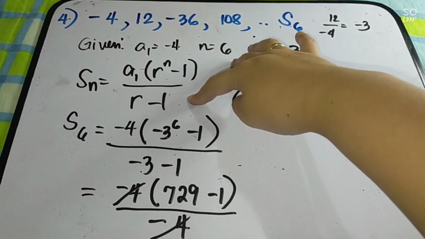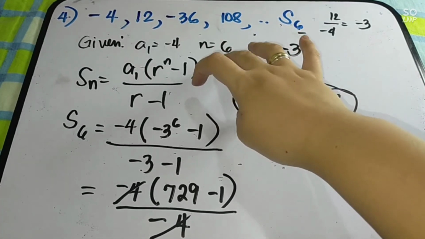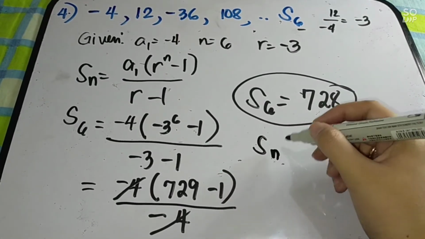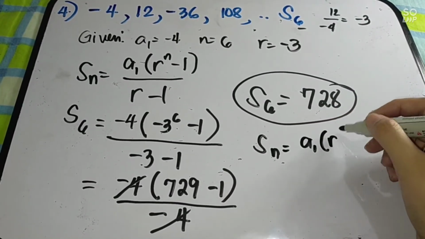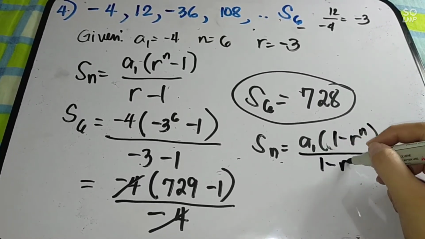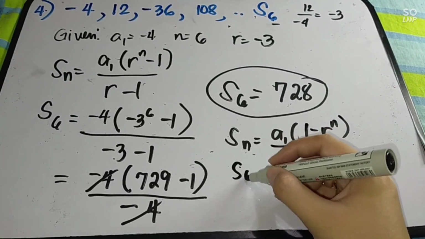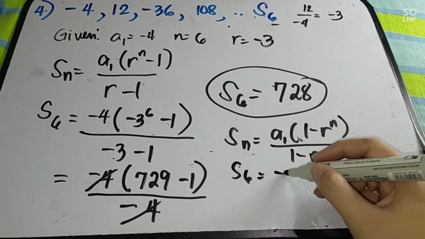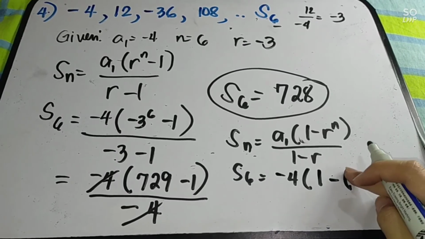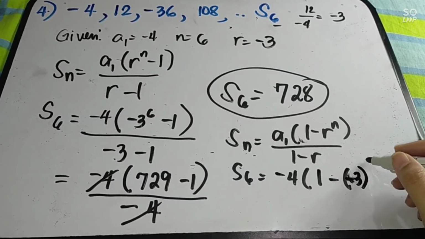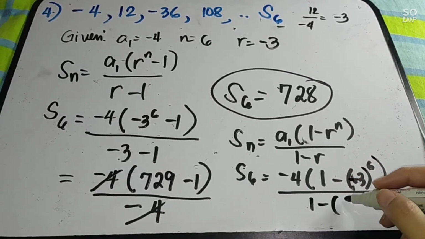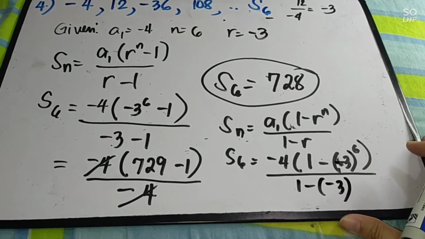Tapos, ito magiging positive naman siya. Tingnan nyo, yung gagamitin ko ay S sub n is equal to A sub 1 times 1 minus R raised to n over 1 minus R. Tingnan nyo, pwede naman. S sub 6 is equal to, ang first term mo, we have here negative 4, times 1 minus, ang R mo is negative 3 raised to 6 over 1 minus negative 3. Diba? Naging positive na siya.